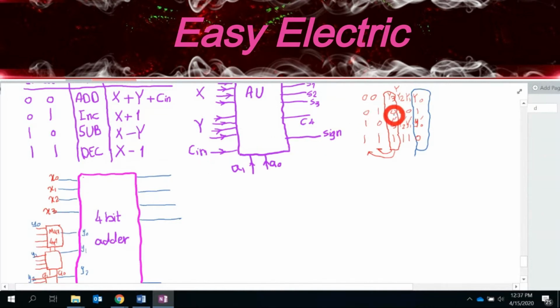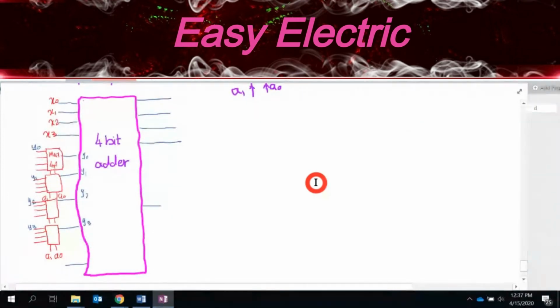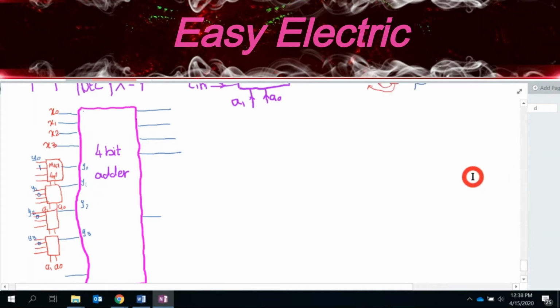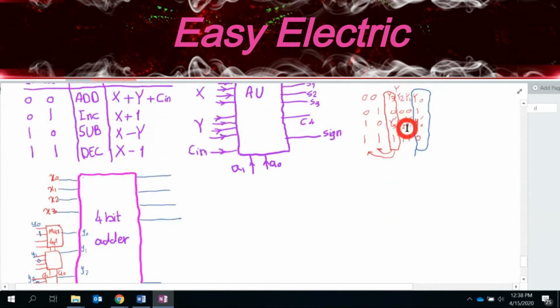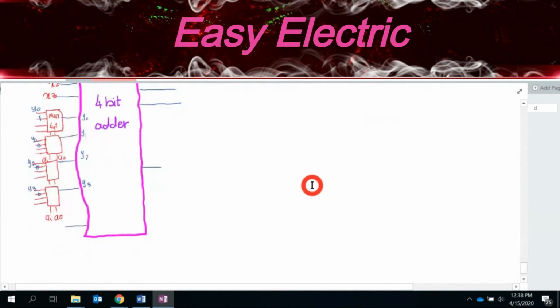For the 0, 1, which is 1, I should have 0, 0, 0, 1. So y0 should be 1, the rest should be 0. That means I connect 1 to here, and all others should be 0. This is 0, this is 0. Okay? So help me with the next one. What should be the next here? It's connected to this whenever you have a 1, 0. It should be prime, right? The y0 prime, y1 prime, y2 prime.